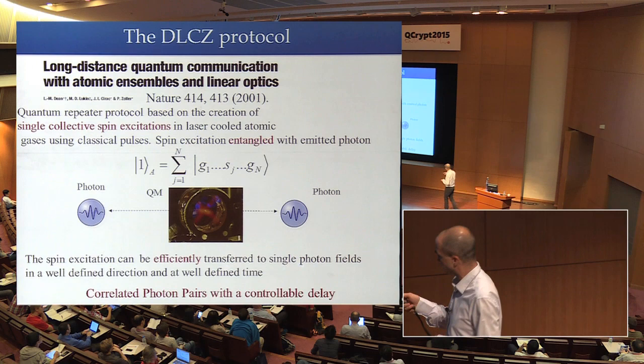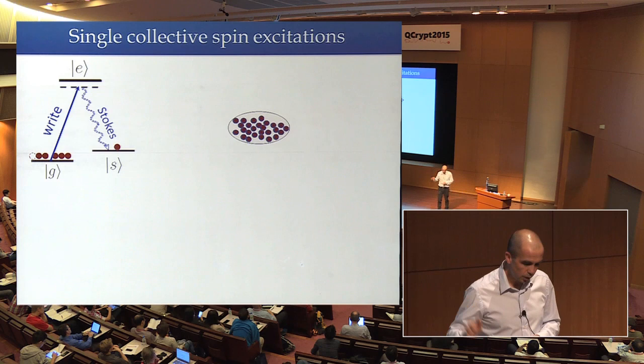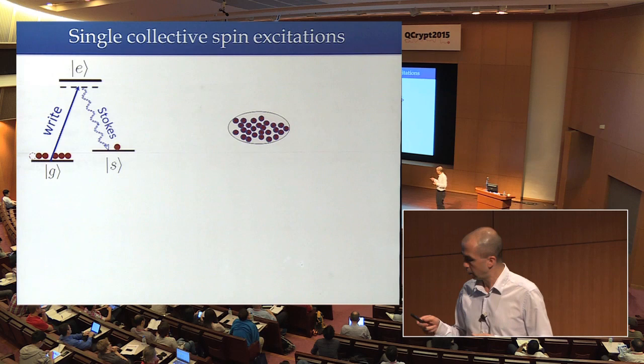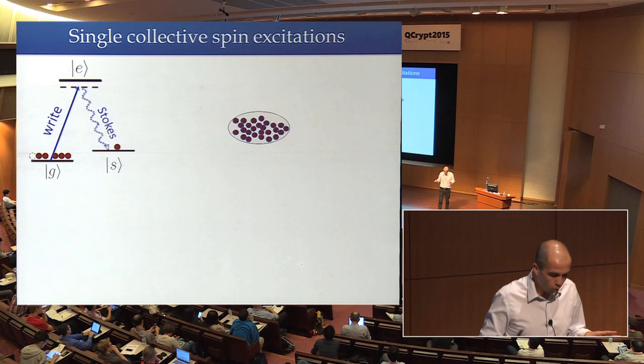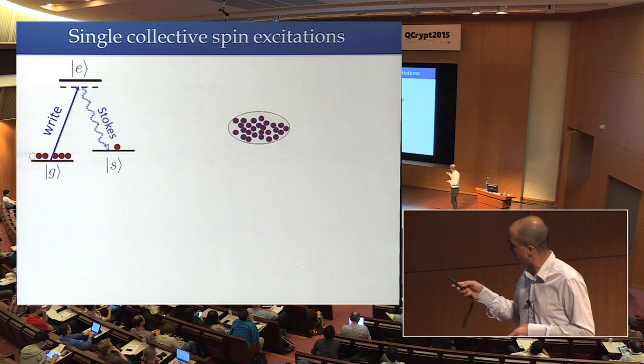So I will spend a little bit more time to explain in more detail how this efficient retrieval works and how we can do that with this collective spin excitation, because this effect that we call collective enhancement is the basis of all the memories based on atomic ensembles. So it's quite important to understand that well.